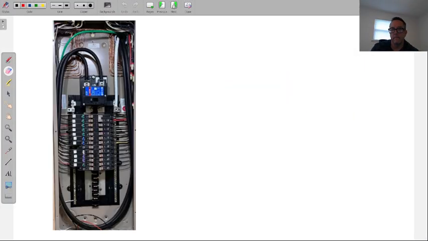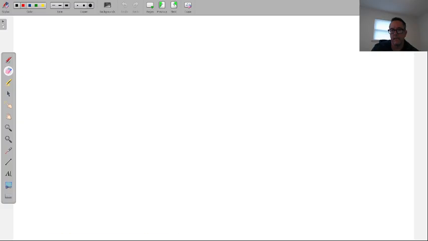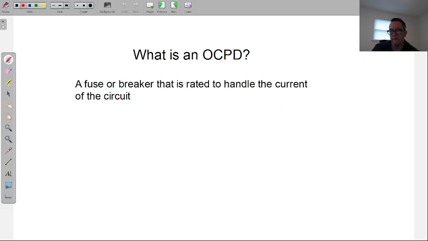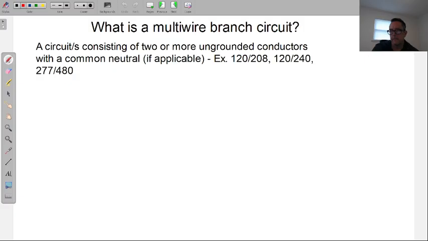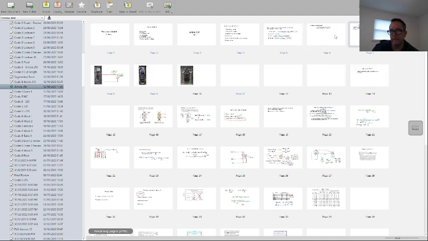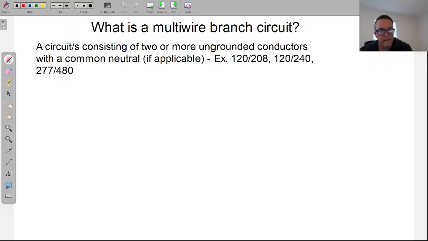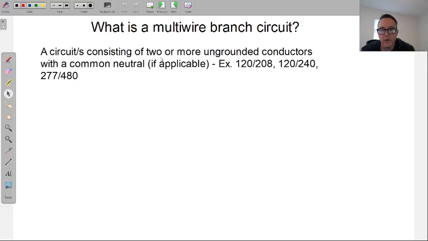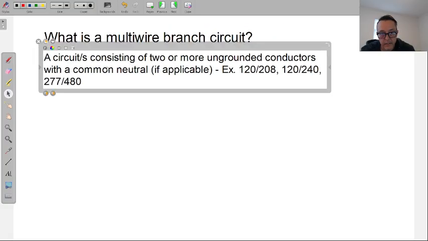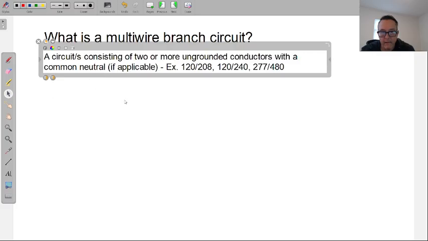All right. One second. Okay. There we go. I had lost the definition. Sorry about that. All right, here's the next part, which is what is a multi-wire branch circuit. So here's the definition. Let's first write that out.